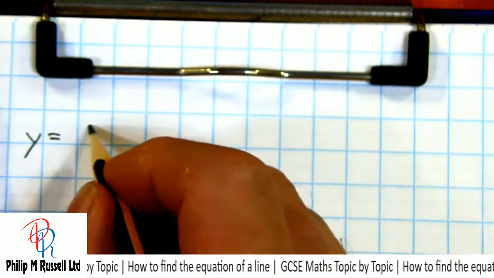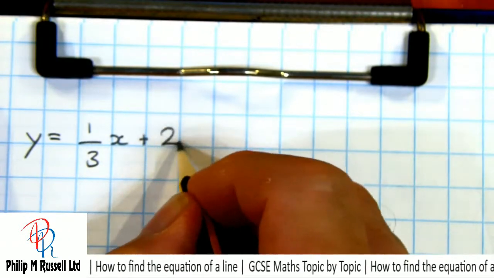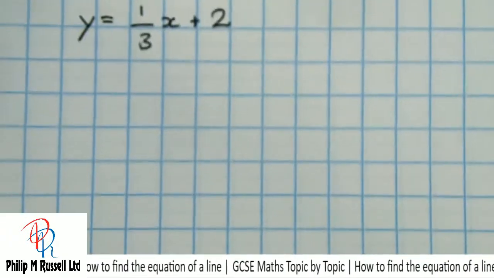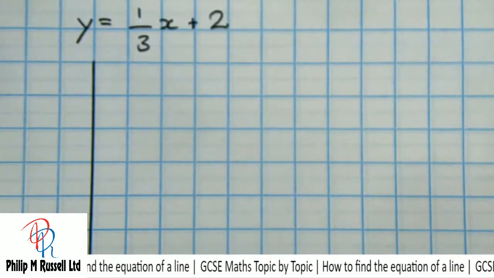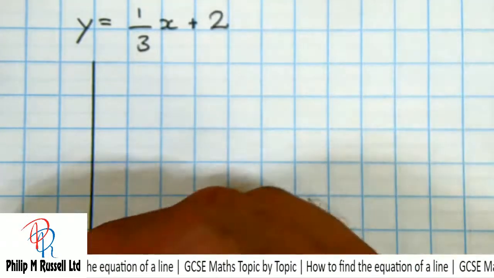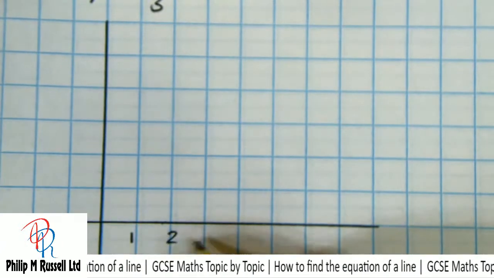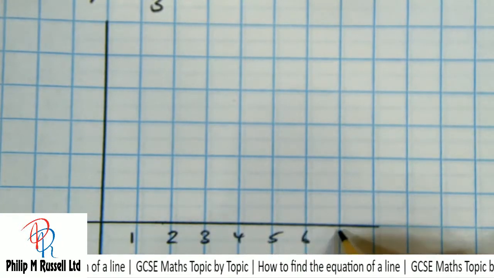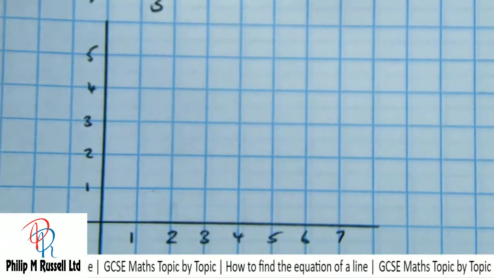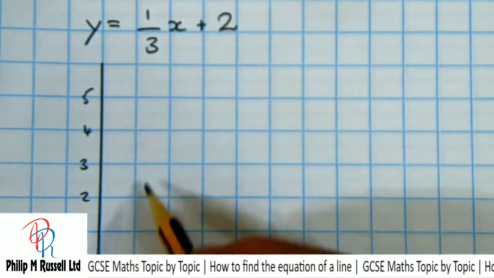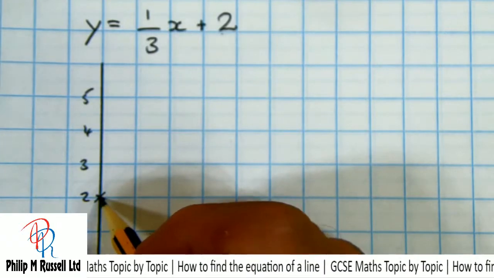y equals a third x plus 2. Let's see if we can just draw that line in just by having a graph. And we'll just not do a set of tables and do this. So I've got my numbers 1, 2, 3, 4, 5, so on. Let's see what we've got. We've got y equals a third x plus 2. So I know it's going to go through the point 2.